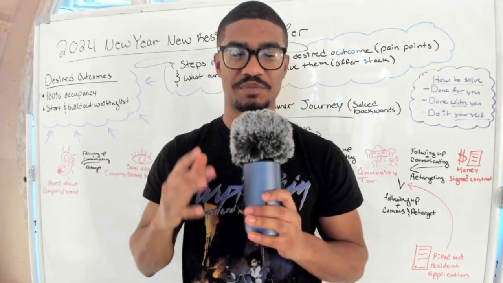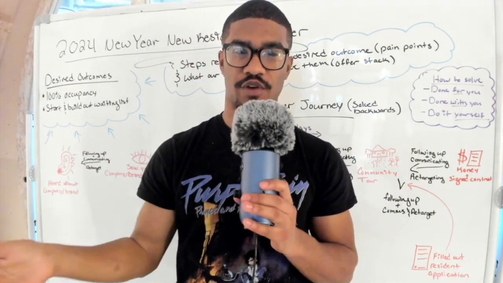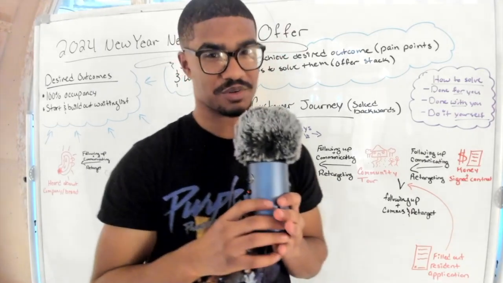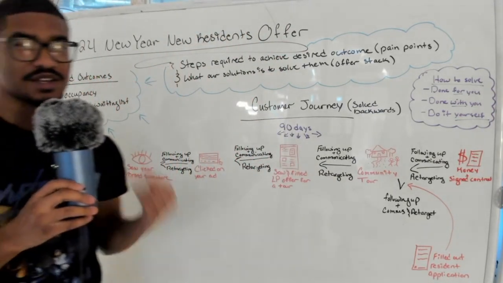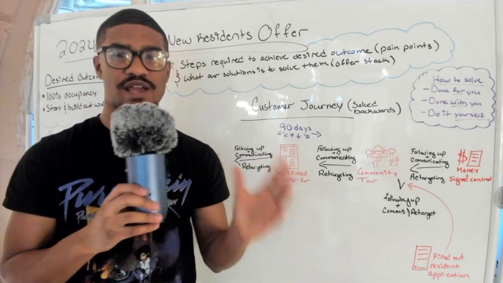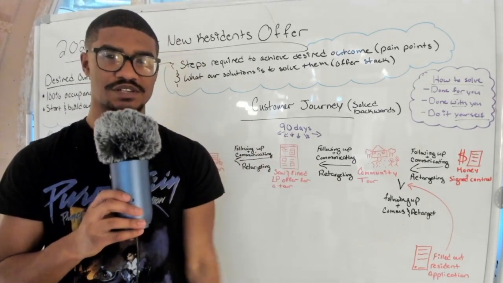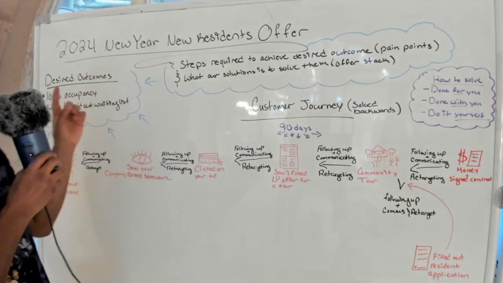So this is my workshop process for creating offers. In this example, I'm going to create an offer for a senior living. We are a marketing company going after senior living facilities, okay? And the offer is called, right?